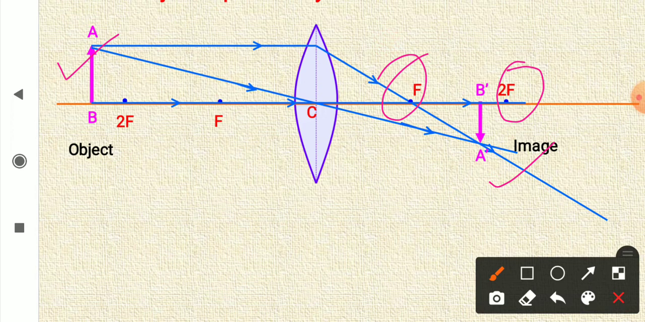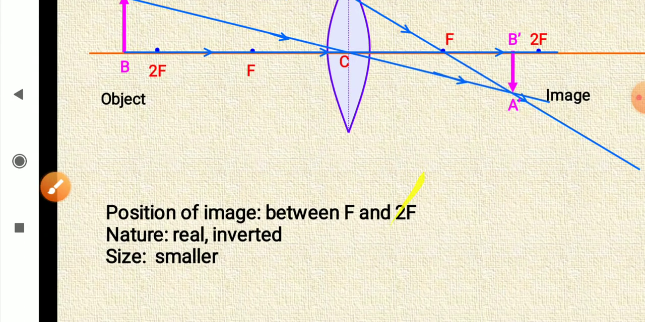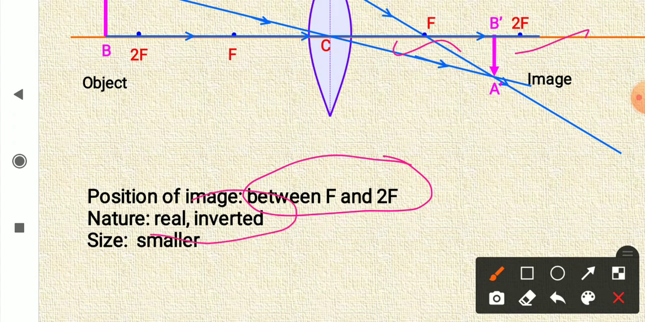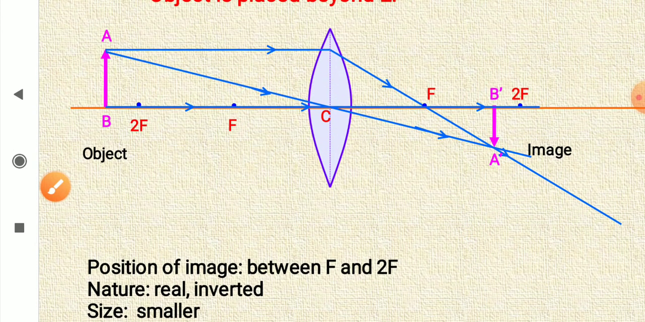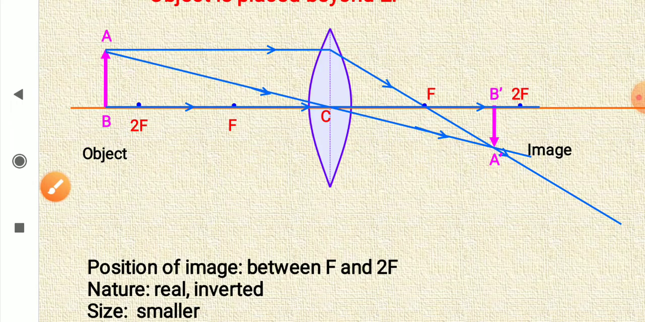A real image is formed because it is formed by actual meeting of the rays. It is a real image, and it can be taken on a screen also. So here the position of the image is between f and 2f. As you can see, the nature is real and inverted, and size is smaller than the object. You can see that the rays starting from the head meet here, and the rays starting from the tail reach here. So it is an inverted image.